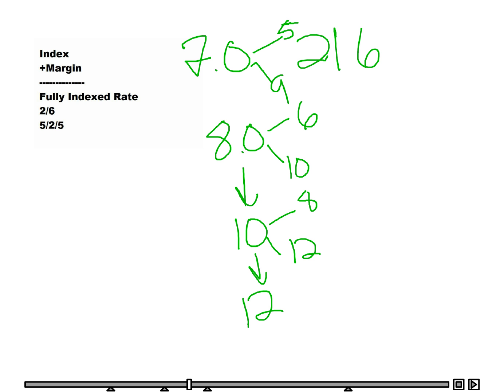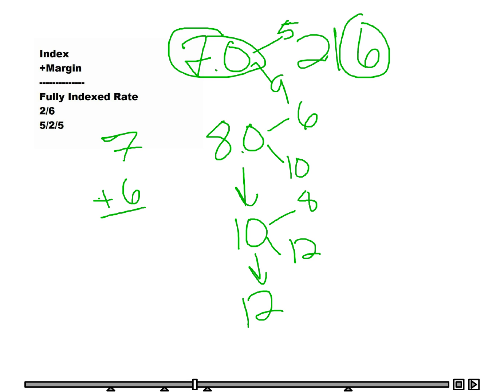Now as we get up here, let's not forget about our lifetime cap. Let's go back and figure that. We started at 7%, we have a lifetime cap of 6, so when we add the 7 and the 6 together, that gives us a lifetime cap on this loan of 13%. So right here we're starting to approach that. So on this adjustment, the maximum we can go to is actually 13%, but we can go down to 10.